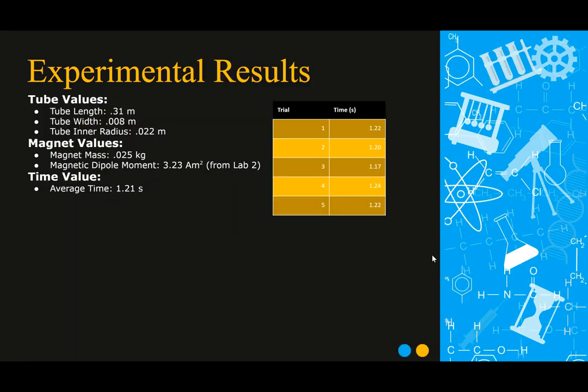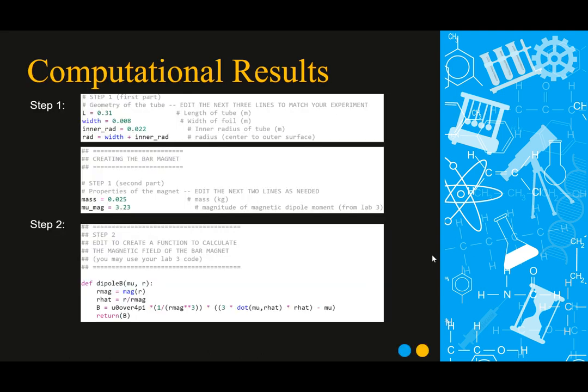So here are our results. Here are all the values for the tube, the magnet, and the time value average of 1.21 seconds. Here are our computational results.